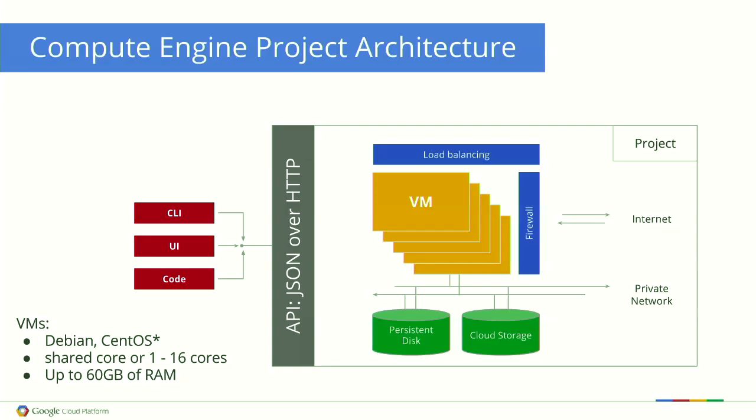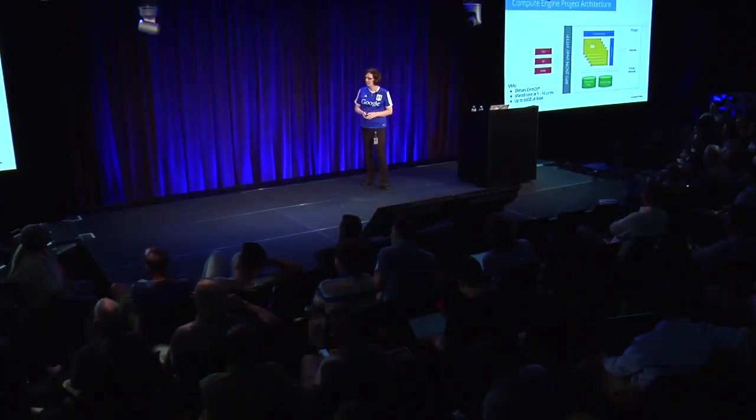Shared cores, up to 16 shared core instances that share cores. You'll have multiple of these instances sharing a core, very, very cheap. Perfect for experimenting or just a weekend of hacking. Anything up to 16 cores for our biggest virtual machines. Up to 60 gigabytes of RAM.